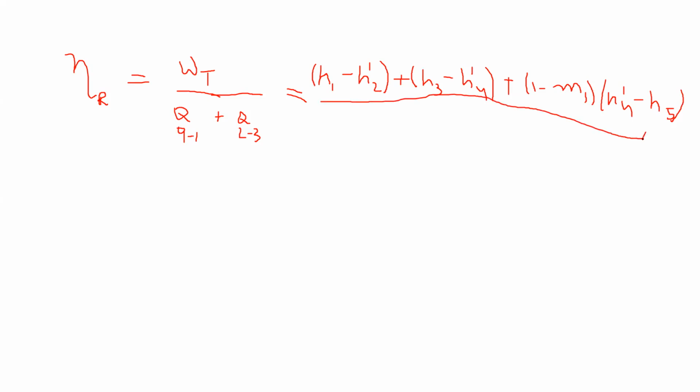Then there are two heat interactions, one is Q9 to 1 as well as Q2 to 3. For this, I am writing the equation as Q9 to 1 equal to H1 minus H9, as well as for the 2 to 3 process, the heat transfer is equal to H3 minus H2.